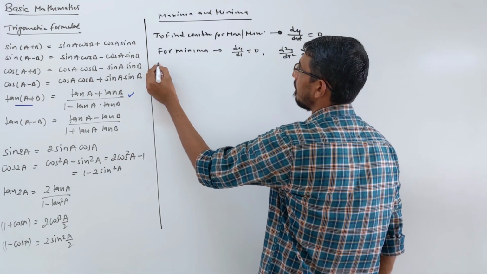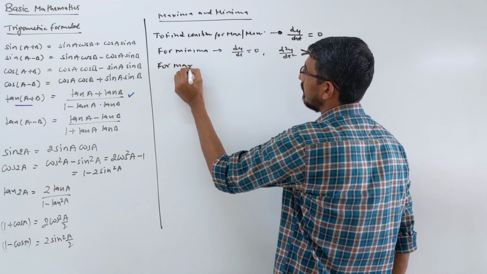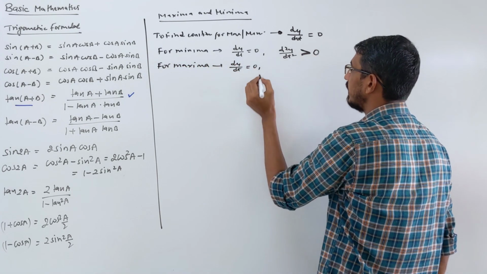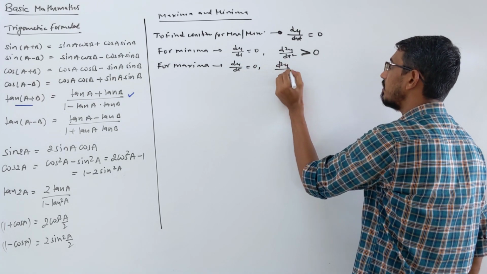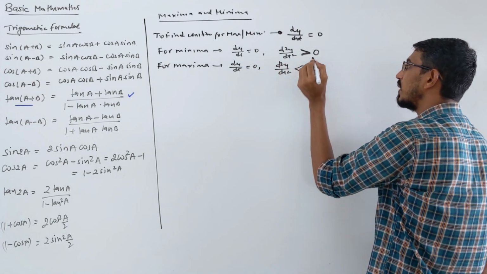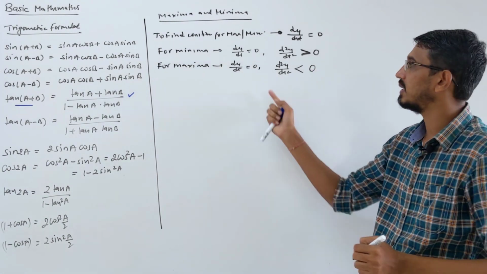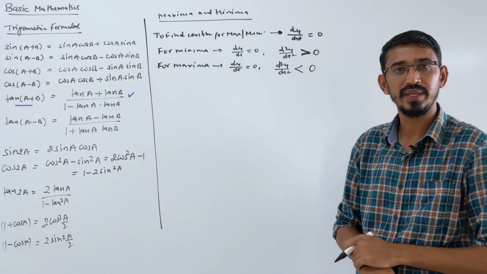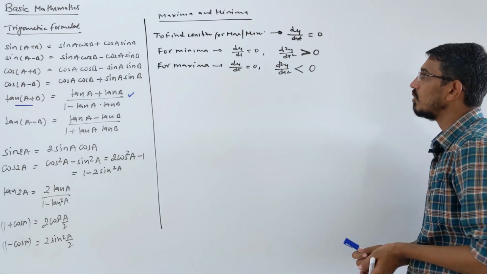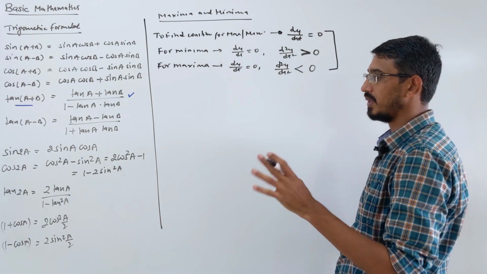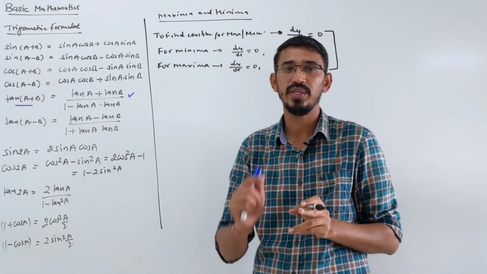Or for maxima, dy by dt we equate to 0. Then when you double differentiate, d2y by dt square, that value should be negative. If the double differentiation becomes negative, then that value will be maximum. So this I have already done in your work energy chapter, potential energy topic. Please go and see there.